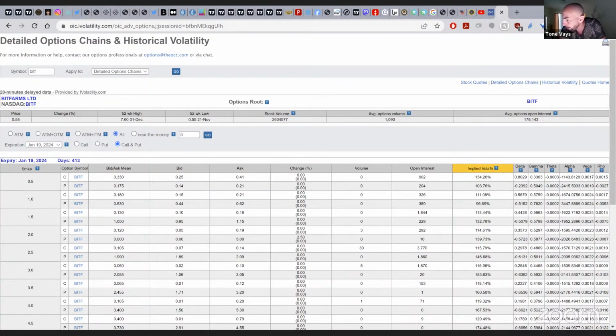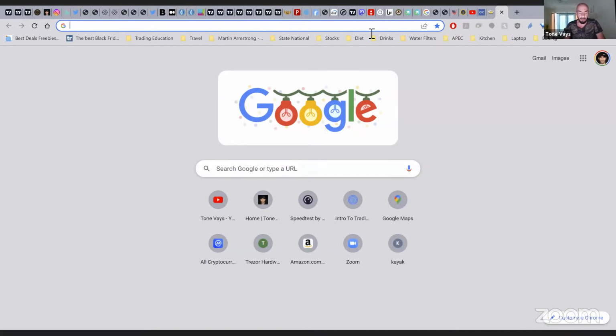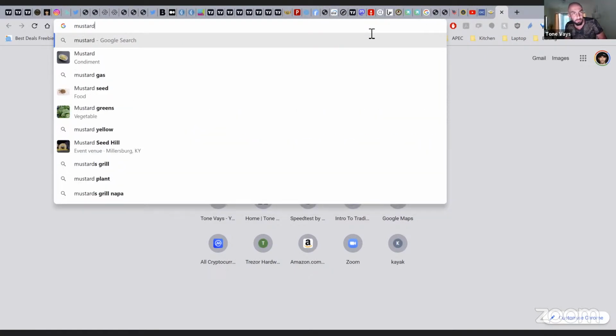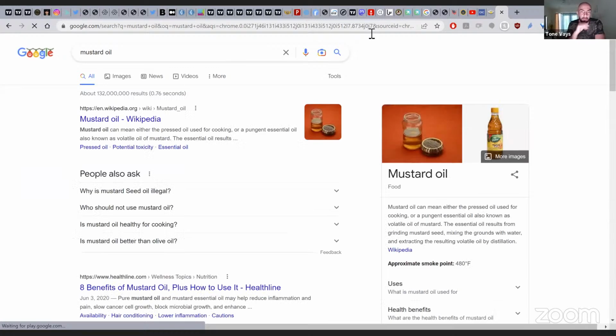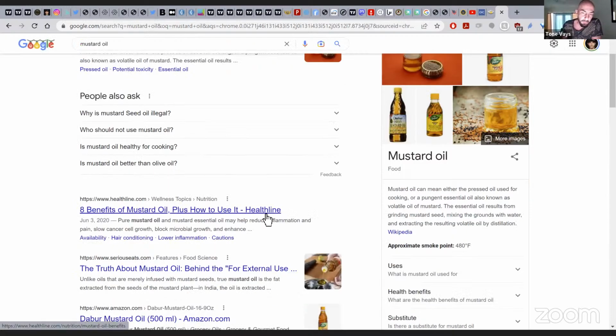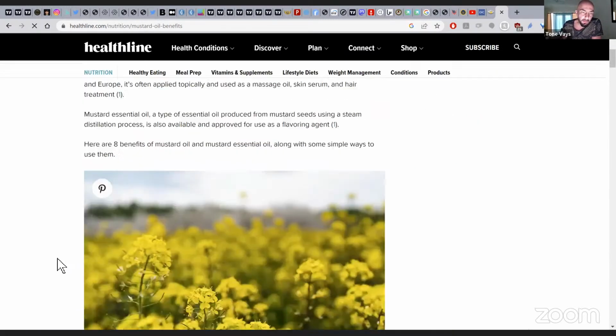Tone, do you think mustard oil is good for health for cooking? I actually have no idea what mustard oil is. I might have just heard of it for the first time. What the hell is mustard oil? I didn't even know this existed. I would not touch this. Eight benefits of mustard oil. I probably wouldn't touch it.